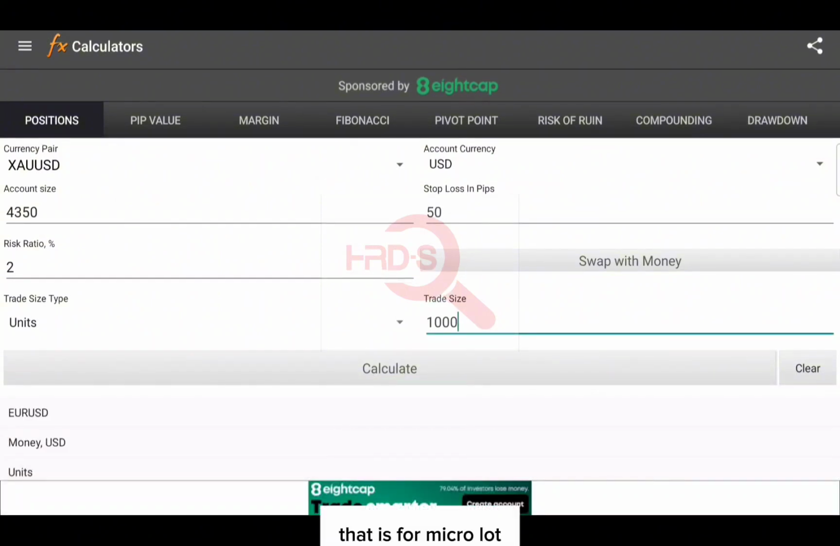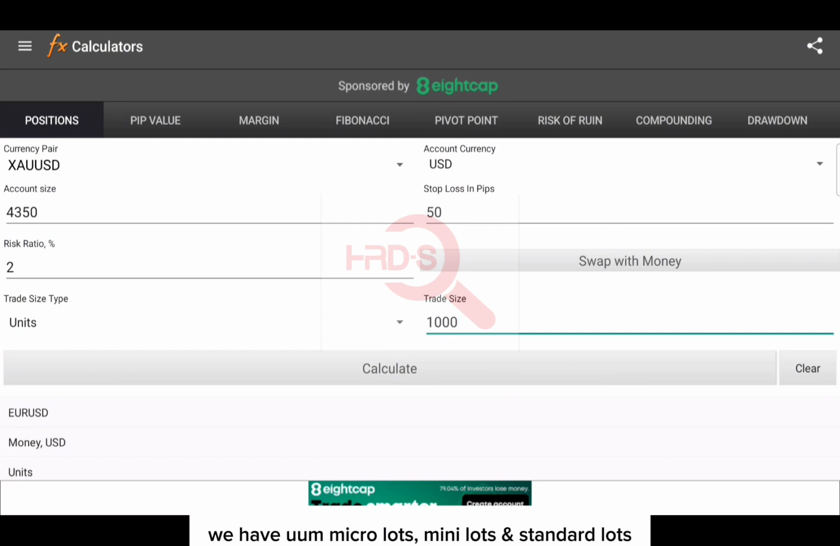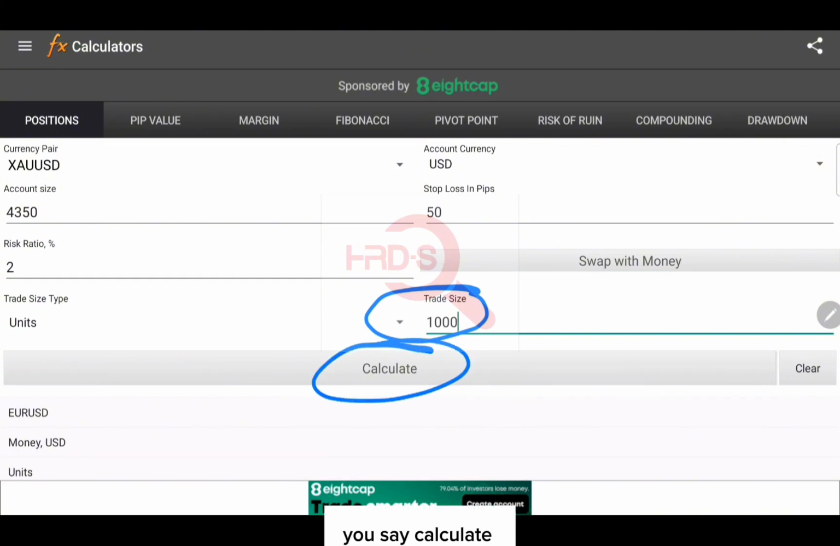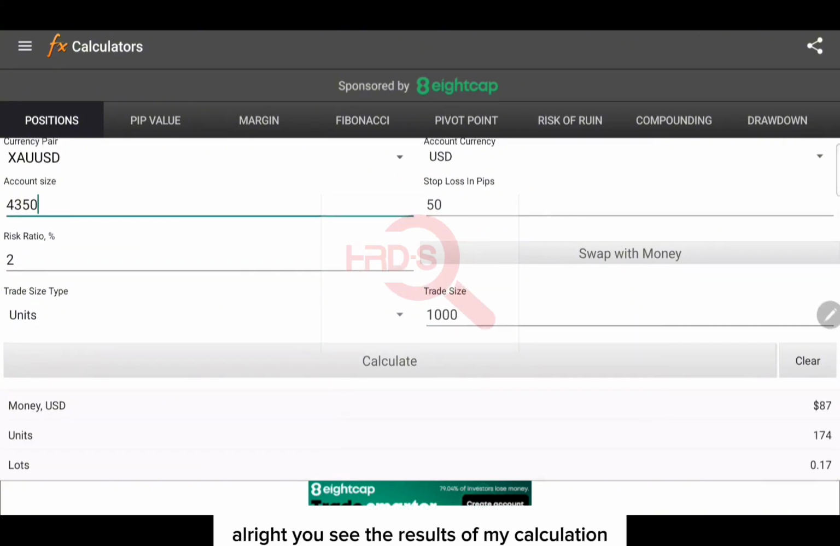1,000 units. That is for micro lot. We are going to be talking about the 3 major types of lots that we have: micro lots, mini lots, standard lots. So I'm going to be using micro lot trade size, which is 1,000. You can always use 1,000, no problem. And after you have put this 1,000, you say calculate. All right, you see the result of my calculation.